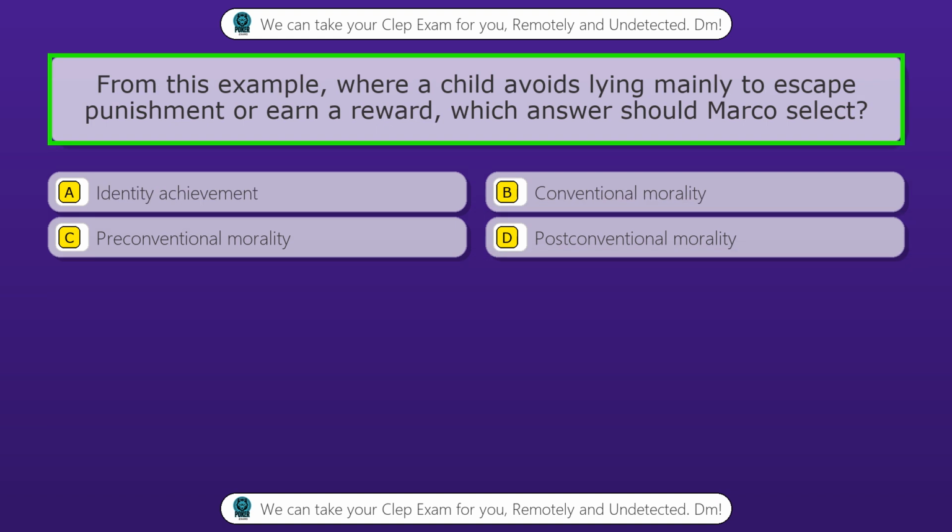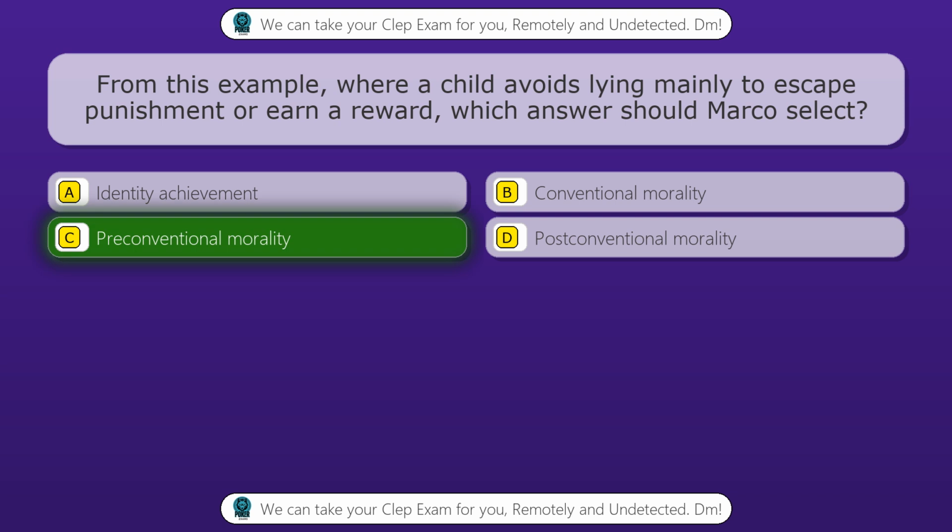Question 22. From this example, where a child avoids lying mainly to escape punishment or earn a reward, which answer should Marco select? Option A, identity achievement. Option B, conventional morality. Option C, pre-conventional morality. Option D, post-conventional morality. The correct answer is option C, pre-conventional morality.